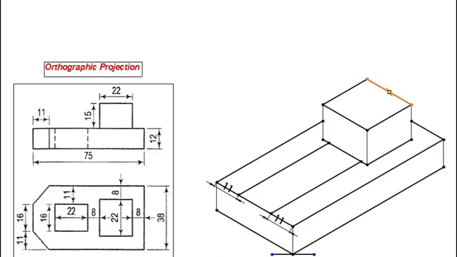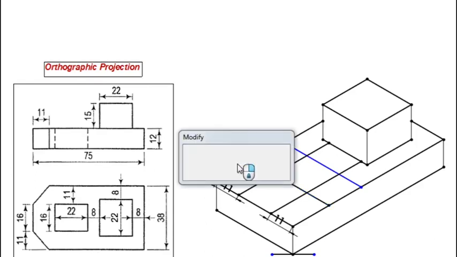Again in a similar procedure, draw a line like this, and like this. After that, adding the relation, this line and this line should be parallel. Okay, now giving the dimension from this end to this end, this is 15 mm.